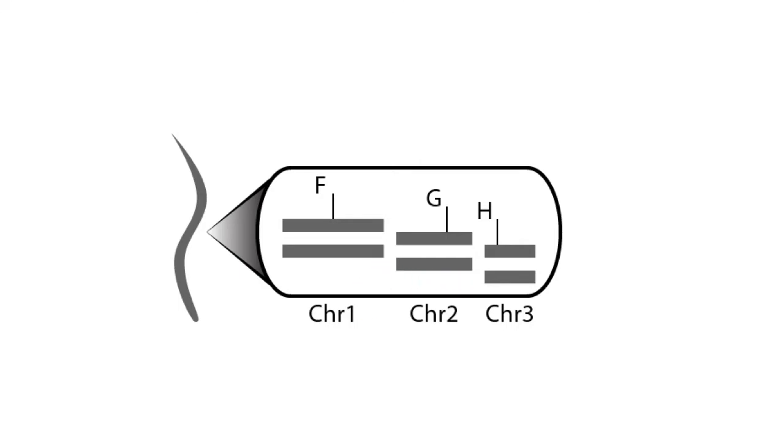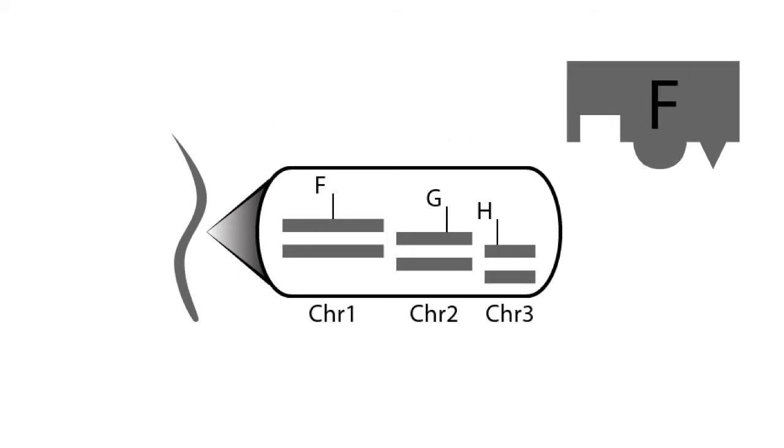The chromosomes are numbered from largest to smallest. Say genes F, G, and H are on chromosomes 1, 2, and 3 at the locations indicated. These gray alleles encode gray proteins, and genes F and H have shapes that fit together to produce ATP, for example.